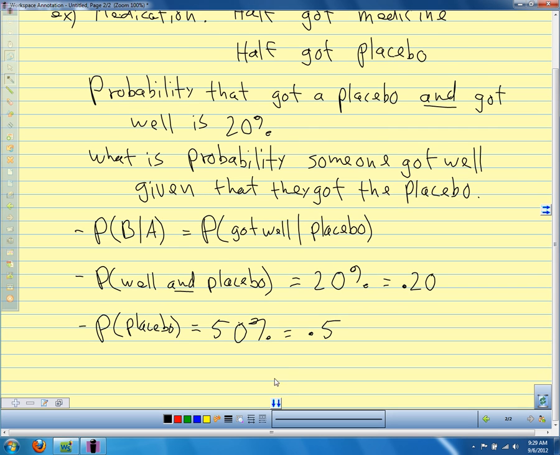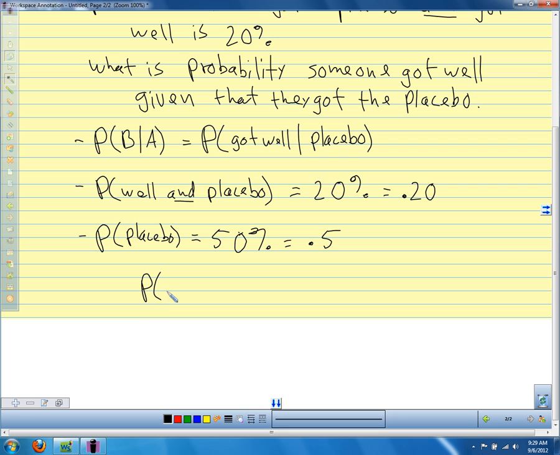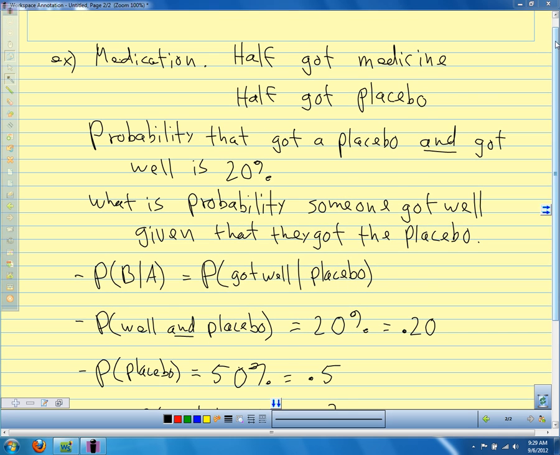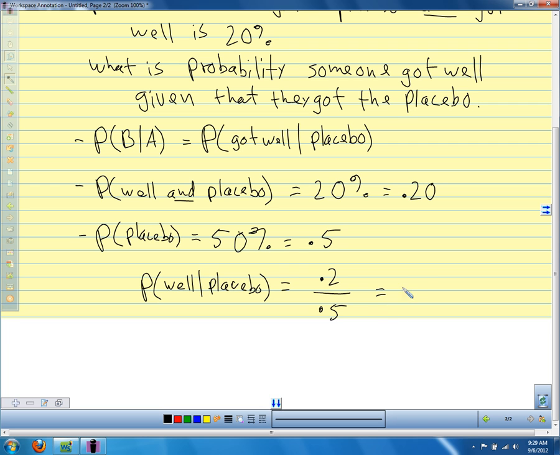So our conditional probability formula tells us that the probability of well given placebo is the probability that they got well and took the placebo, 0.2, divided by the probability that they got the placebo, 0.5. Were you asking about the 0.5? Yeah, it says half. So that's how we got that probability. Divide that out, and we get 0.4, or 40%. The probability that someone got well, given that they got the placebo, is 40%.